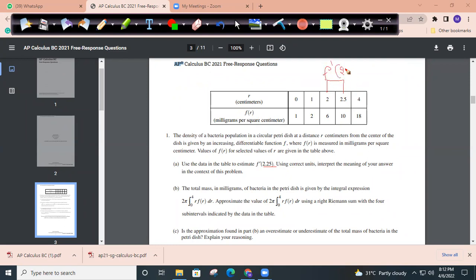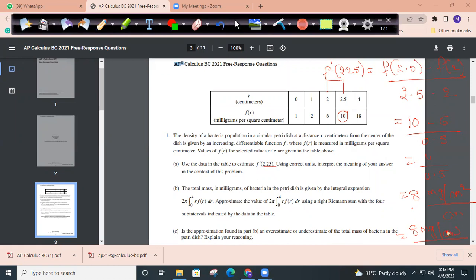So f dash of 2.25 should be given by y2 minus y1 by x2 minus x1, that is 2.5 minus 2. I know the value of the function at 2.5, which is 10. I know the value of the function at 2, which is 6. So 10 minus 6 divided by 0.5, which is 4 by 0.5, which is 8. What are the units of this 8? Milligrams per square centimeter upon centimeter, so it gives me 8 milligrams per centimeter cube.